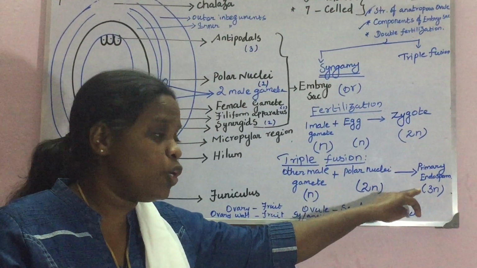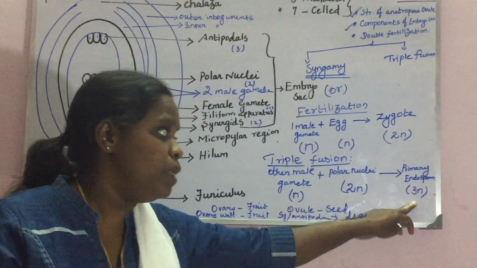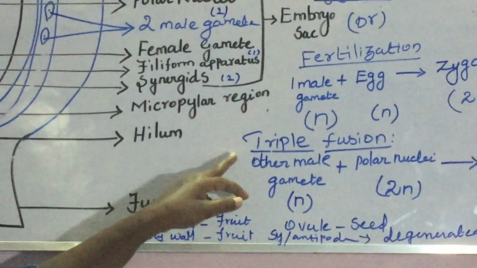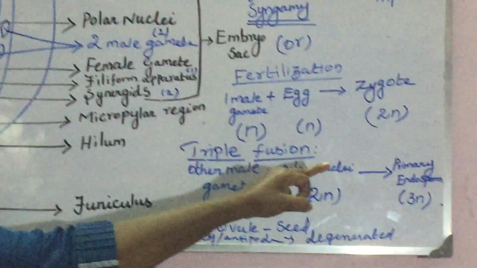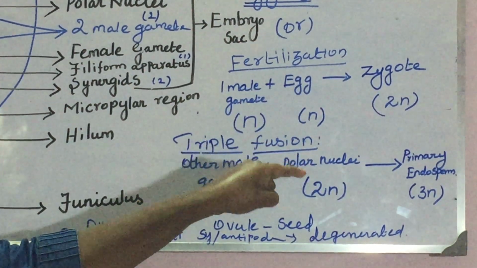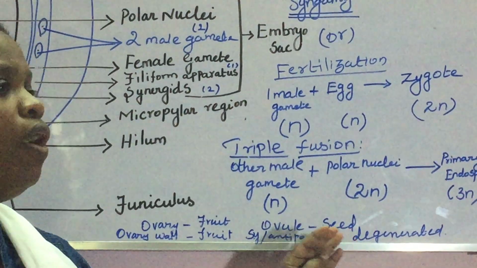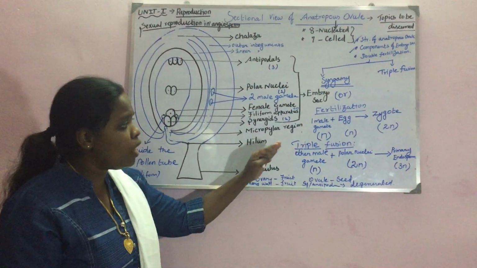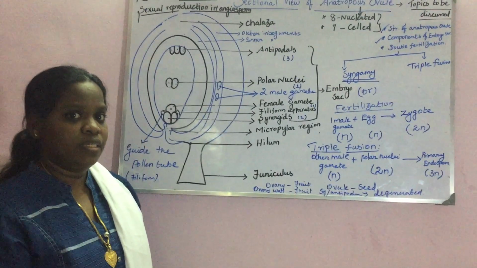The chromosome number of this endosperm is 3n. Triple means three, so that fusion is called a triple fusion. Are you clear? As a result of this triple fusion, we'll get primary endosperm. What is the role of this primary endosperm? It gives a nutritive function for the growing embryo. That means it gives feeding or nutrition to the growing embryo. Now these two fusions together are called double fertilization. Are you clear?